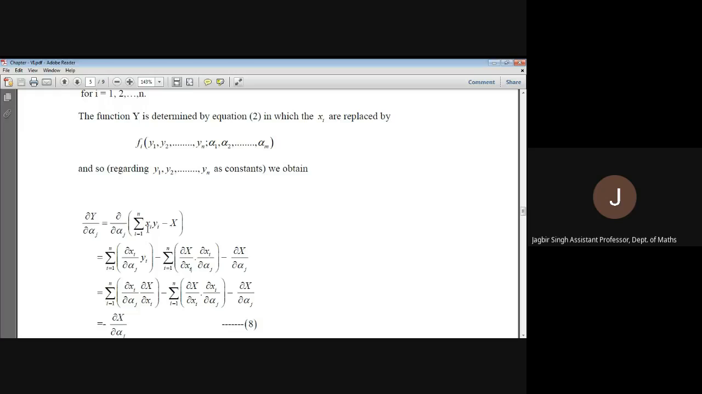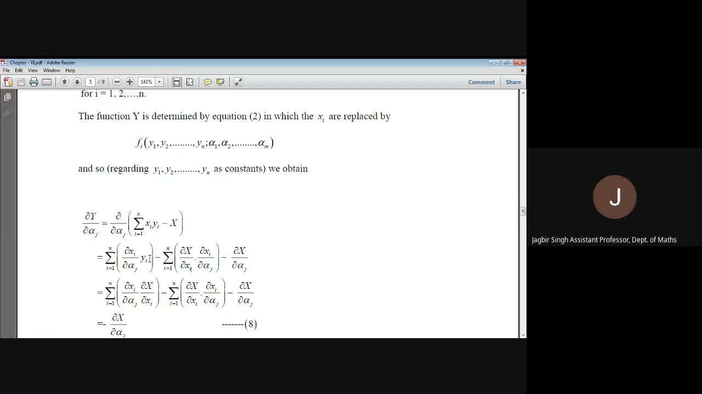Now X is a function of xi's and alpha j's, and xi is a function of alpha j. So what will happen? First of all, the partial derivative of X with respect to x1 will be there, and then the partial derivative of x1 with respect to alpha j. Then x2 alpha j, x3 alpha j, xn alpha j. So the first summation is there: summation i from 1 to n of curly X by curly xi into curly xi by curly alpha j. And then the partial derivative of X with respect to alpha j will be there, because X is a function of alpha 1, alpha 2, alpha m also.